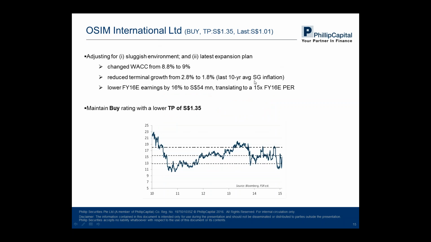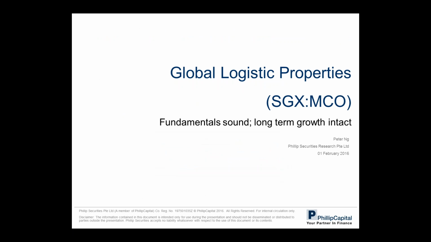So as mentioned earlier regarding the challenges, we have reduced our target price from $1.44 to $1.35, but we have maintained a buy call. With the lower 2016 expected earnings, this would translate to a 15 times P/E ratio, which is about the 5-year average of OSIM's P/E. So just to reiterate, we maintain a buy rating with a lower target price. With that, I would like to pass on the presentation to Peter on GLP.